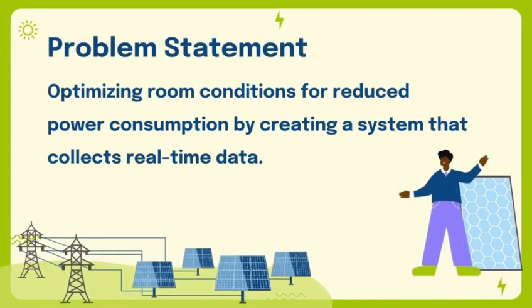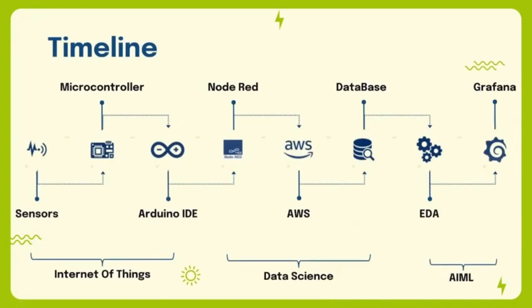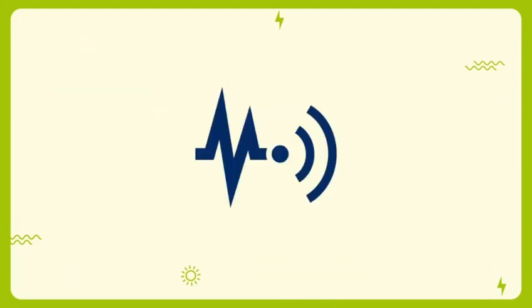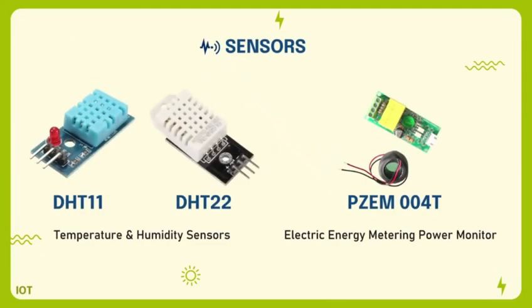The problem statement of the project is optimizing room conditions for reduced power consumption by creating a system that collects real-time data. The sensors we use to collect the data are DHT11.